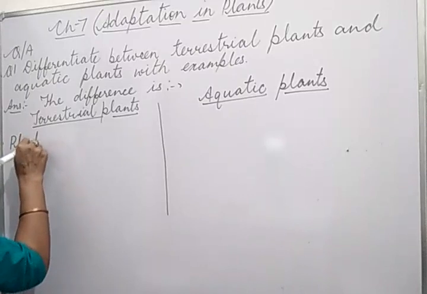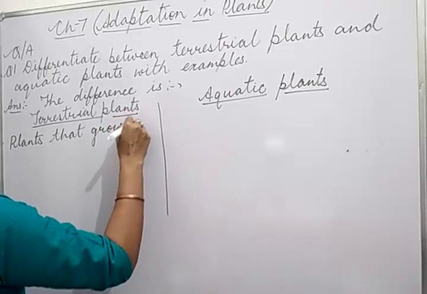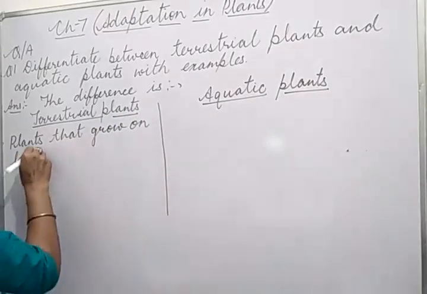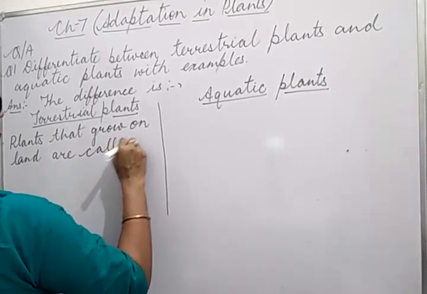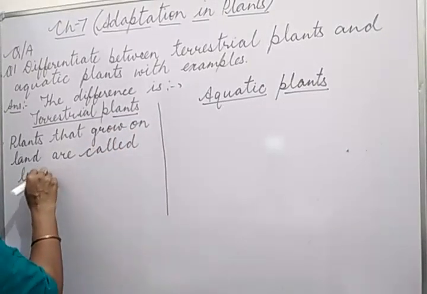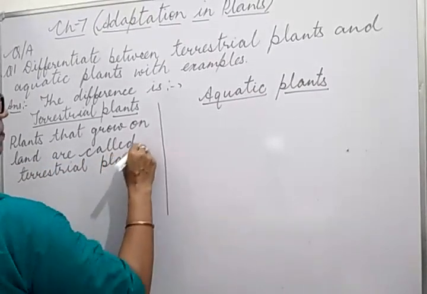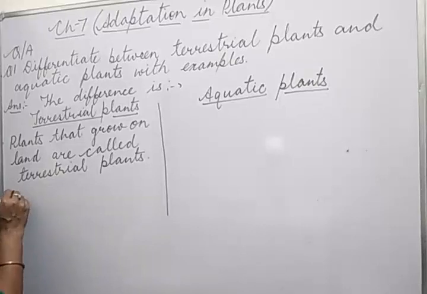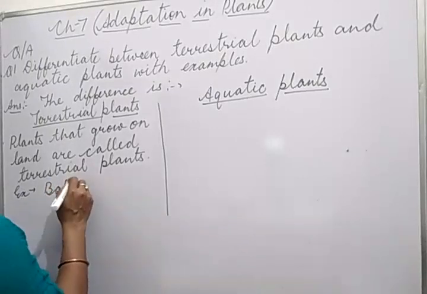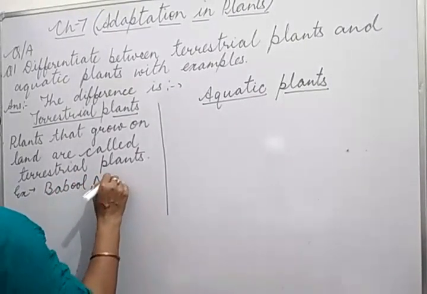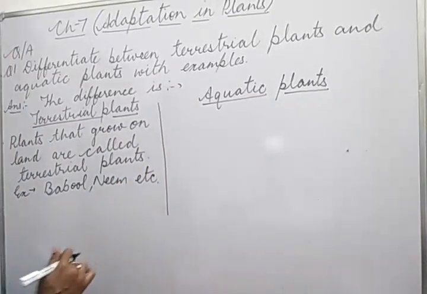So plants that grow on land are called terrestrial plants. Example of terrestrial plants are, some of the terrestrial plants example you can write here. In example you can write babool, neem, cactus, etc. There are so many, mangrove, all these examples of terrestrial plants.